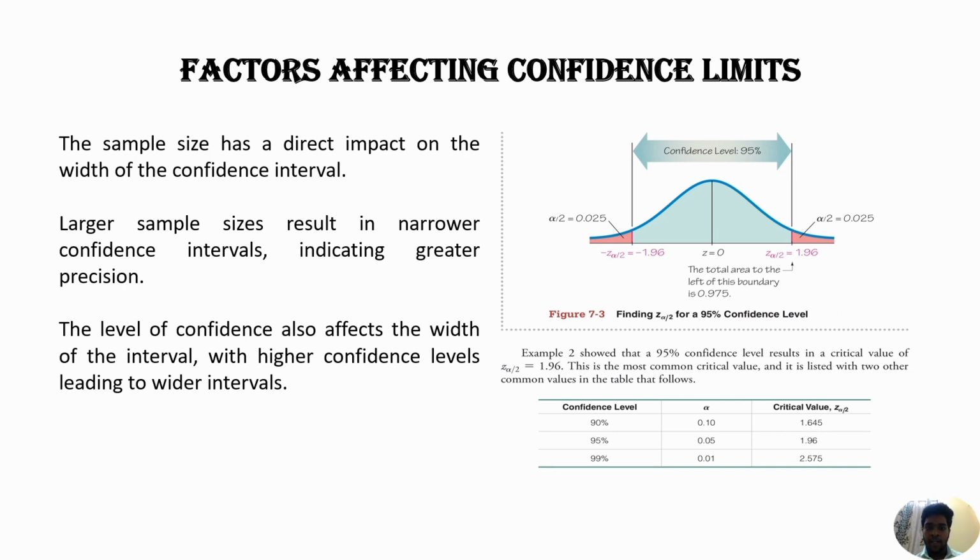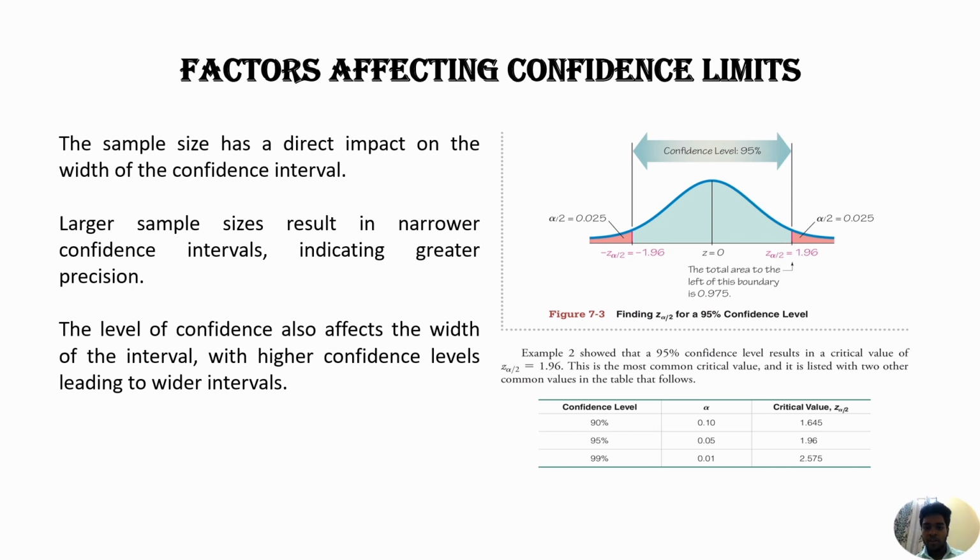Factors affecting the confidence limits. The sample size has a direct impact on the width of the confidence interval. Larger sample sizes result in narrower confidence intervals, indicating greater precision. The level of confidence also affects the width of the interval, with higher confidence levels leading to wider intervals.